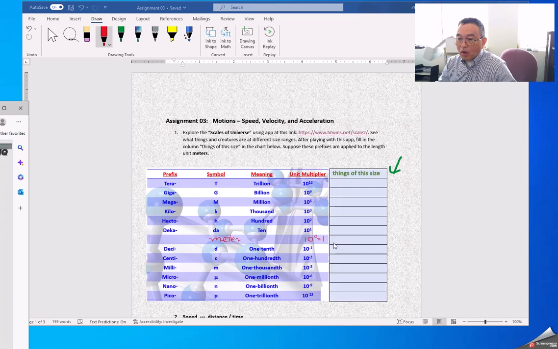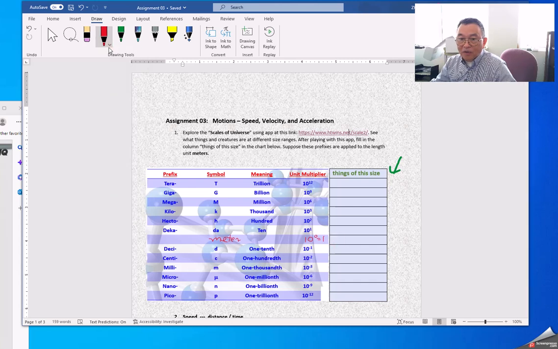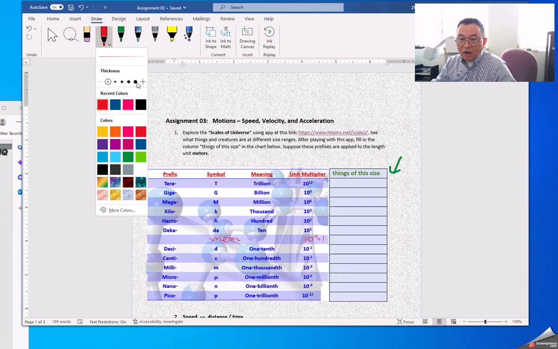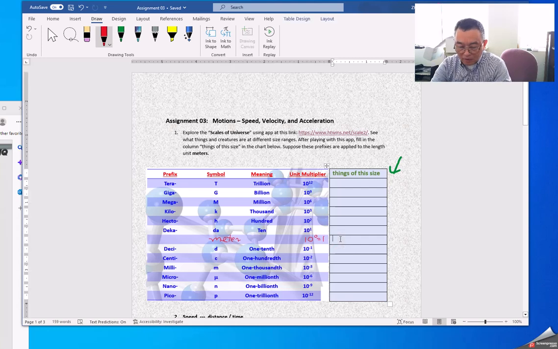What is measured in the meter? I want you to put that here. For example, how long is a meter? I would say something like a guitar. You can write by hand, or guitar, or desk height, or your arm distance, or whatever. Put a couple of things in here, so you're done with what's inside.